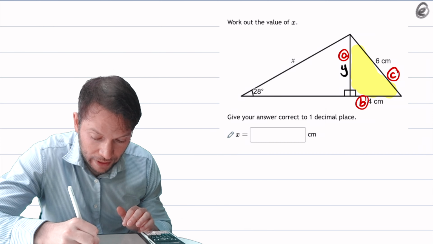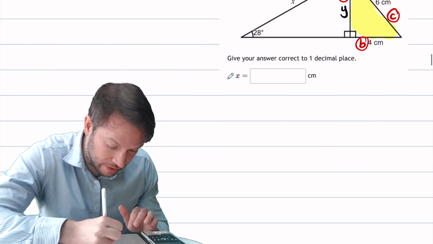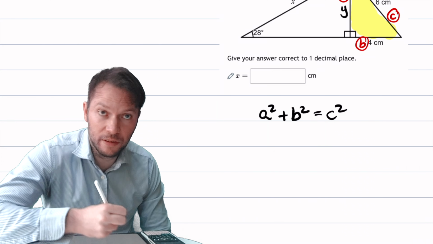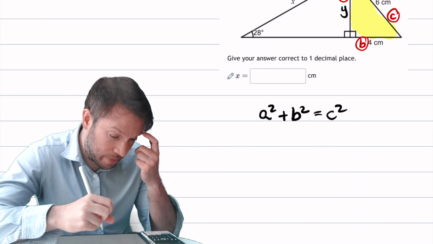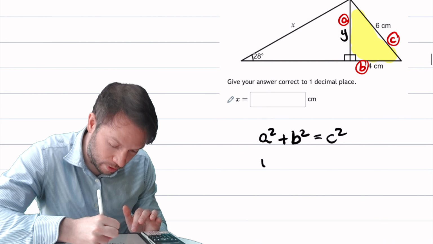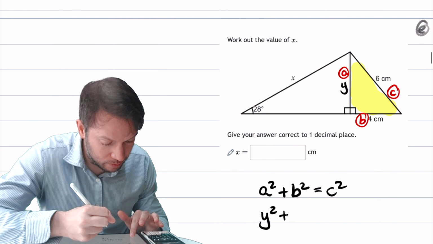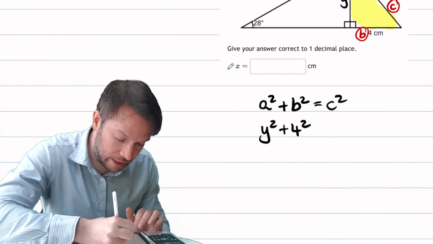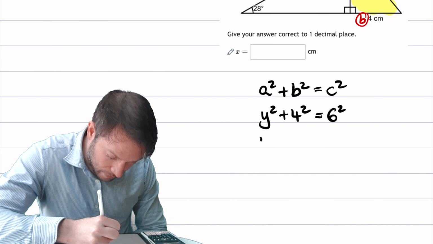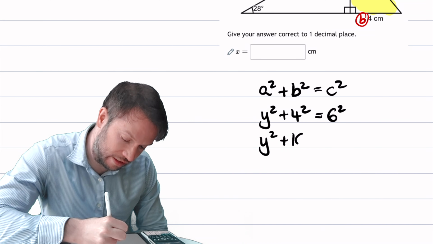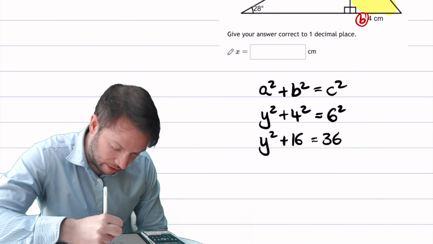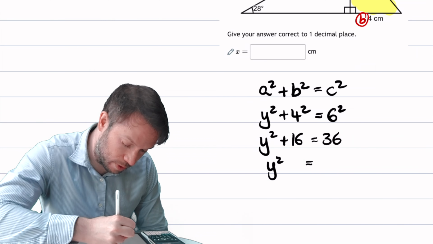And then remember what Pythagoras theorem is. It states that A squared plus B squared is equal to C squared. That's the formula you need to remember. So if we just substitute these lengths in, we've got A, which is y squared, plus B squared, which is 4 squared, is equal to C squared, which is 6 squared. Now, if we just simplify, we've got y squared plus 16 equals 36. So if we subtract 16 from both sides, we get y squared is equal to 20.